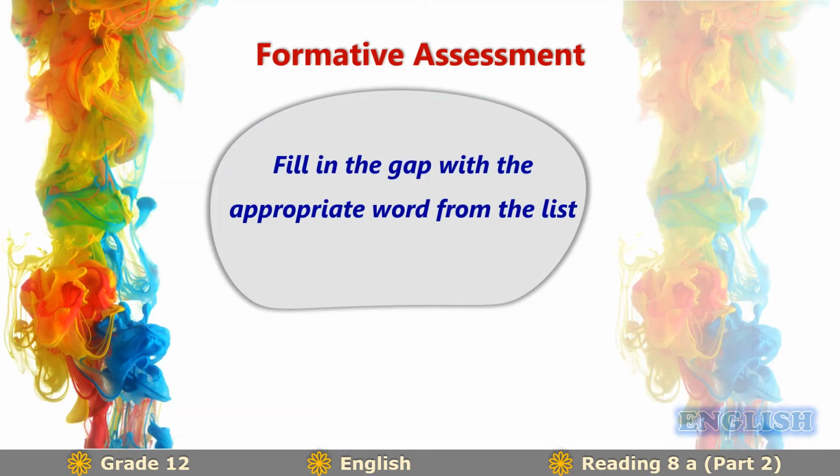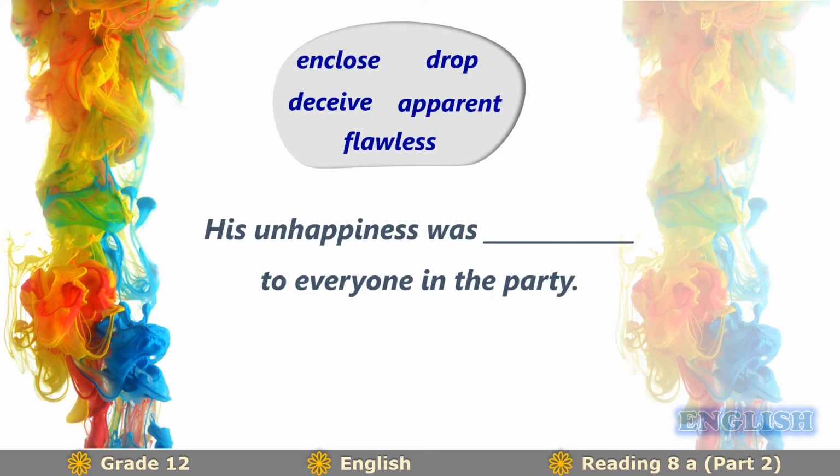Let's have a short quiz with these words, the 5 words that we have guessed their meanings in this formative assessment. We will need to fill in the gaps with the appropriate words from the list. So let's start. In the first sentence, his unhappiness was space to everyone in the party. Of course, here we need an adjective after the word was, and this is going to be apparent. His unhappiness was clear, was apparent to everyone in the party.